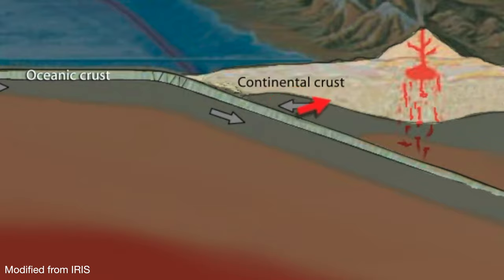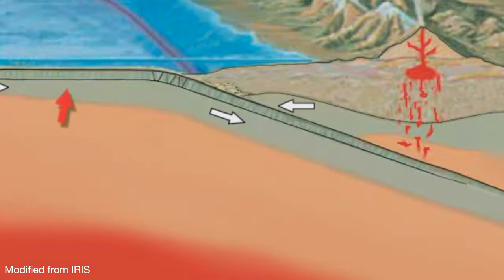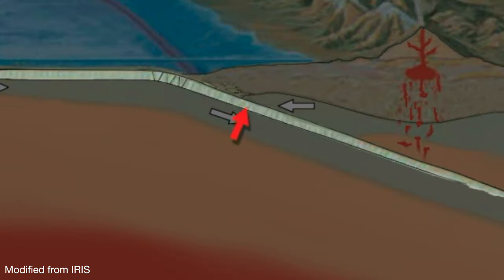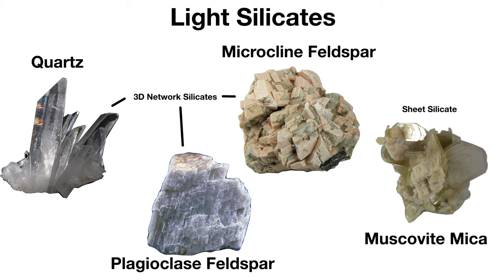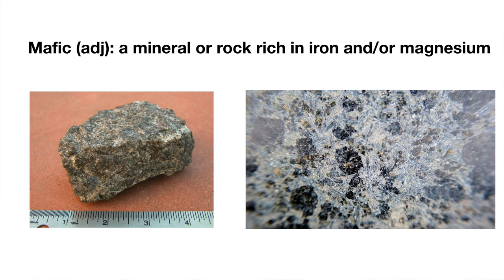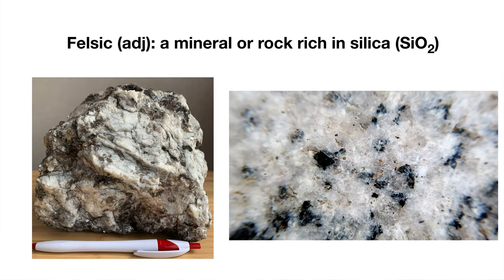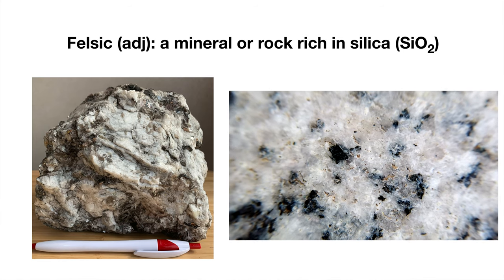Mafic rocks are heavy and dark. Felsic rocks are light in both color and density. Felsic rocks generally make up the continental crust on which we live, while mafic rocks make up the oceanic crust and the mantle. Mafic rocks contain olivine, pyroxene, and amphibole generally, and felsic rocks contain feldspars, mica, and quartz generally. Of course, mafic rocks can contain lighter colored minerals, and felsic rocks can contain darker colored minerals, but the overall bulk mineral content is a distinguishing factor here.